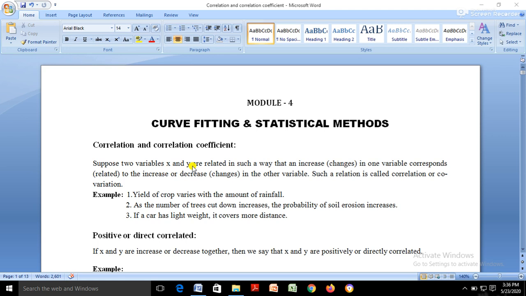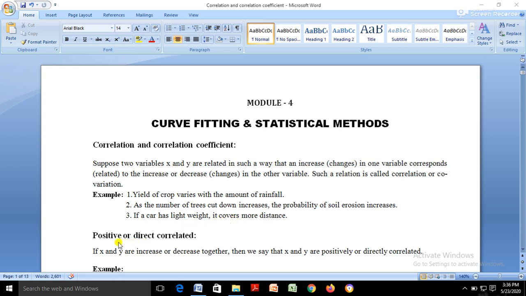Already in PUC you know the derivative, or you know that usually you write a function y is equal to f of x. So the y value depends on the x value. Such a relation is called correlation. For example, the yield of a crop varies with the amount of rainfall. If the rain is more, the crop is more. If the rain is less, the crop is less. Second, as the number of trees cut down increases, the probability of soil erosion increases. If a car has a light weight, it covers more distance. So such variables depend on one another.